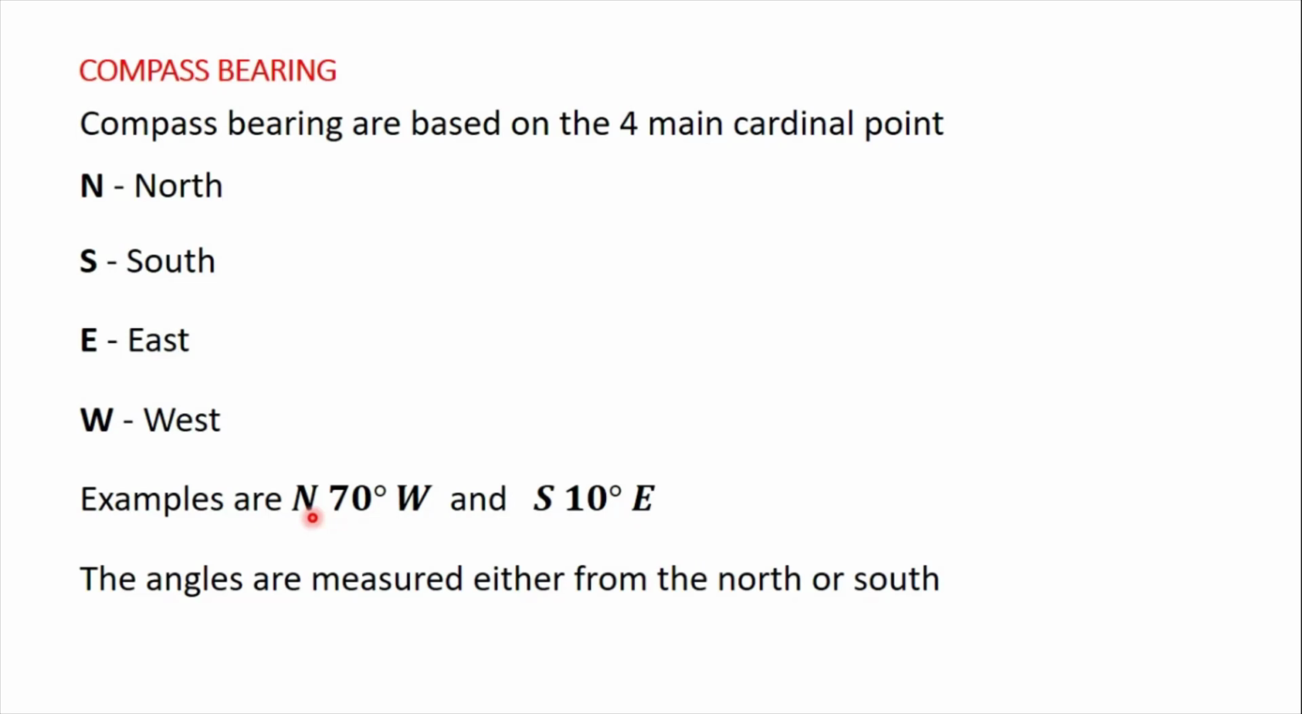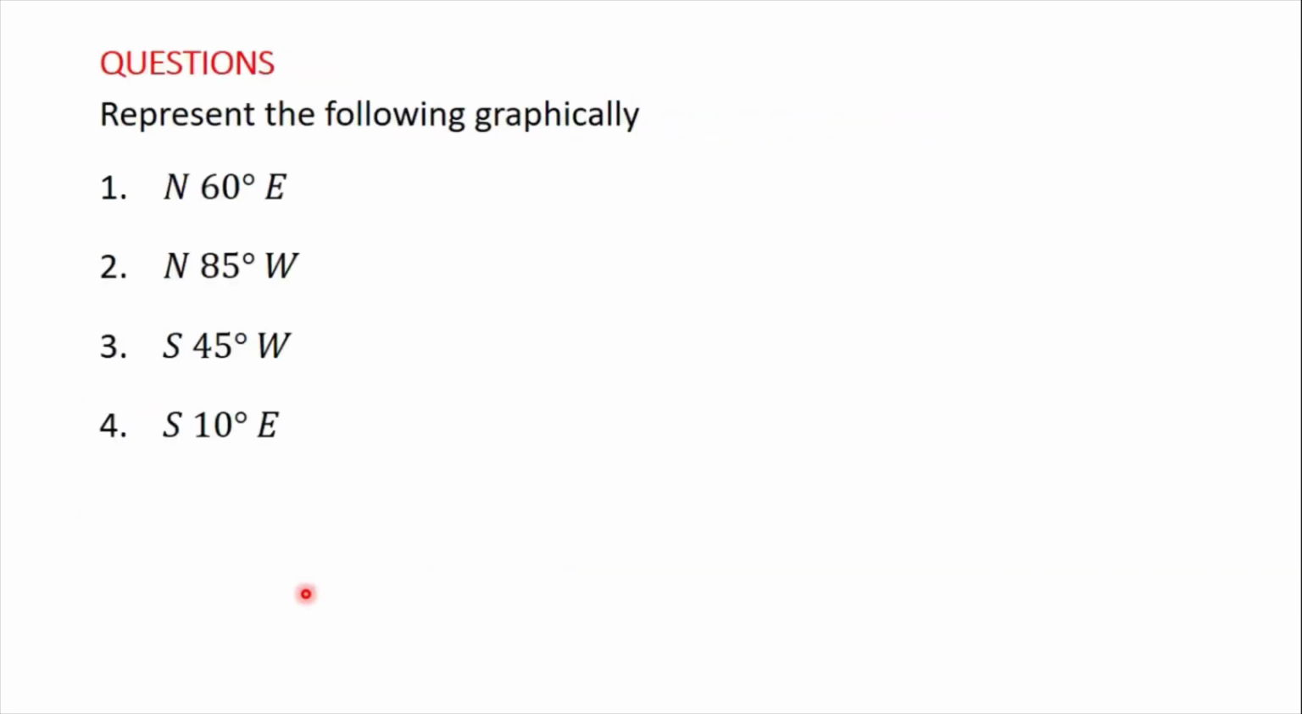How do we represent these bearings on diagrams? In representing these bearings on diagrams, the angles are measured either from the north or the south. This information is very, very important. We are going to use it as we learn how to represent compass bearings on diagrams. Let's take some examples. Represent the following on diagrams. And we have been given 4 questions here. We will take them one after the other and solve them.